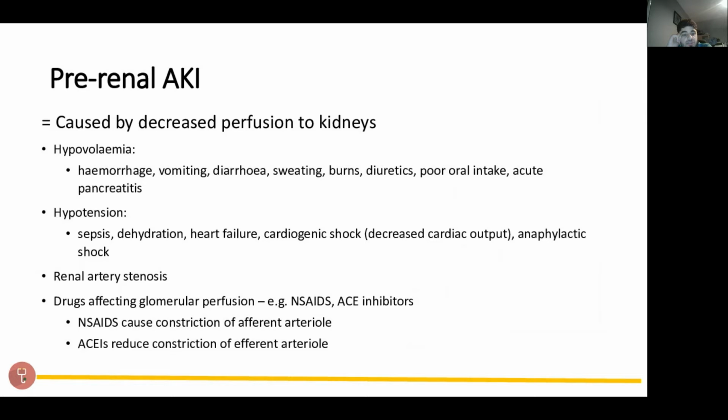ACE inhibitors reduce constriction of the efferent arteriole. And what happens is, the excretion of all the waste products from the blood is effectively through the difference in pressure between the efferent and the afferent arteriole. And if you're reducing constriction of the efferent arteriole, well, then you're decreasing that pressure gradient, and you've got reduced filtration. We're taking out fewer waste products from the blood due to that.